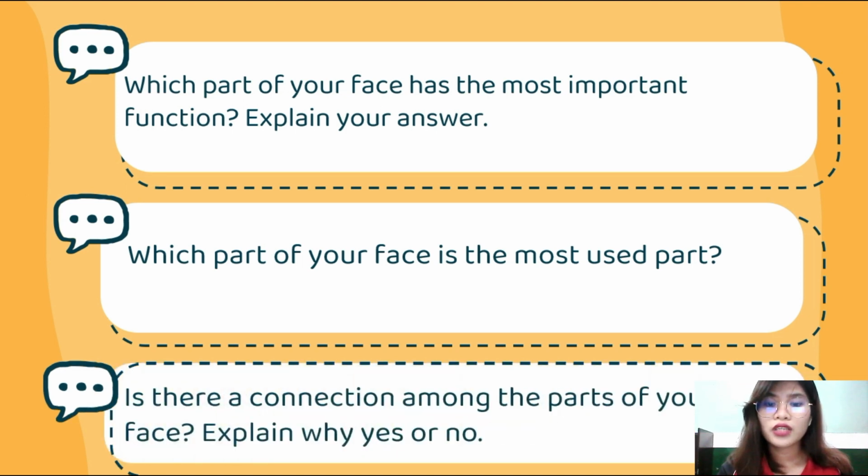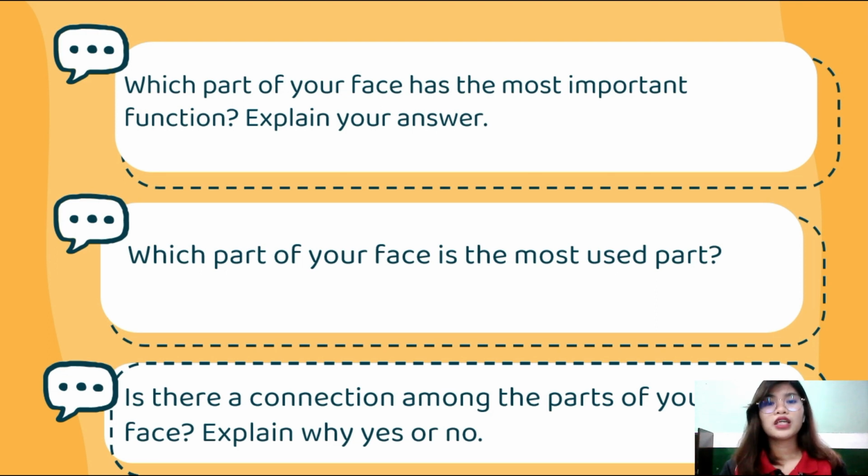Next, is there a connection among the parts of your face? Explain. Why? Yes or no? Okay, may connection ba yan? May connection ba yung mga bawat part? Yung mata, may connection ba siya sa ilong? May connection ba siya sa bibig? Yung pisngi, may connection ba siya sa kilay? May connection ba siya sa tenga?